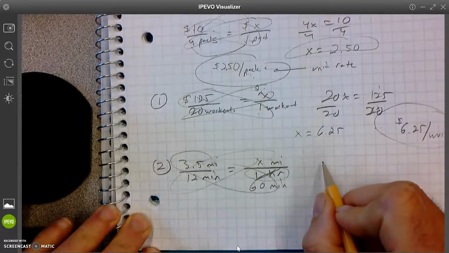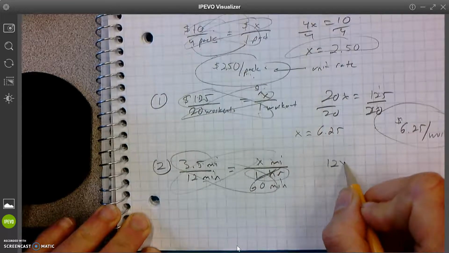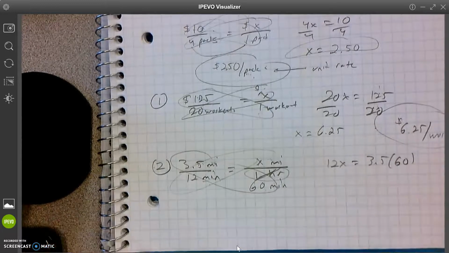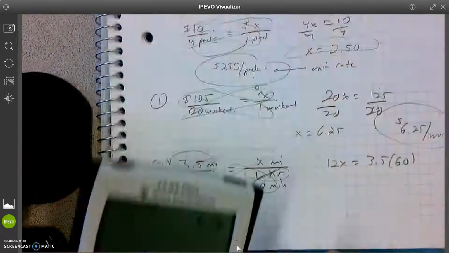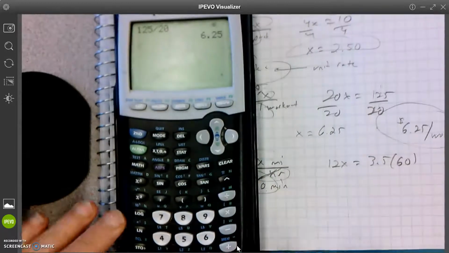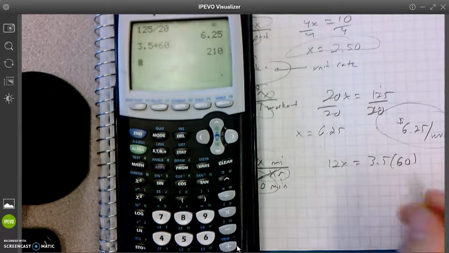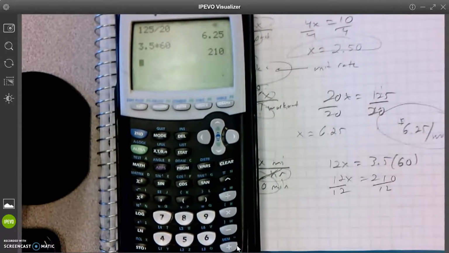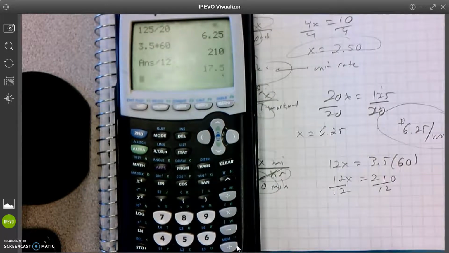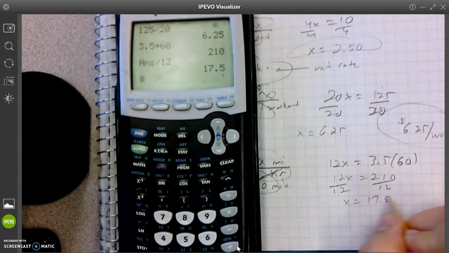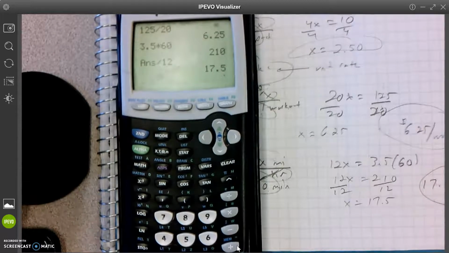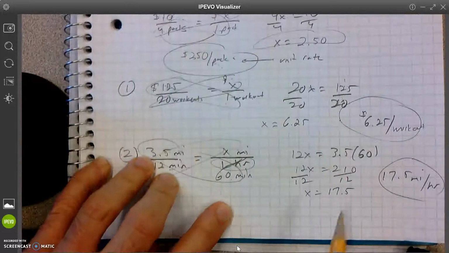So I have 12 times x is 12x, so I have to solve this proportion right here. So 3.5 times 60, let me get my calculator. 3.5 times 60 is 210. 12x equals 210, divided by 12. And you get x equals 17.5. So it's 17.5 miles per hour. There we go. 17.5 miles per hour. Final answer.